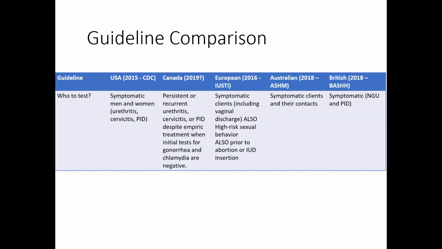Right now, I think that there is quite a bit of different guidance from around the world about how we should be handling Mycoplasma genitalium. From the CDC guidelines from 2015, they said you could consider testing men and women who are symptomatic, so urethritis and PID primarily. Guidelines from other places mostly also focus on testing symptomatic patients, although there was a European guideline for 2016 that said they would also test anybody with high-risk sexual behavior and also prior to abortion or IUD insertion because of the presumed risk with PID. So there is some variance about who we should even be testing.